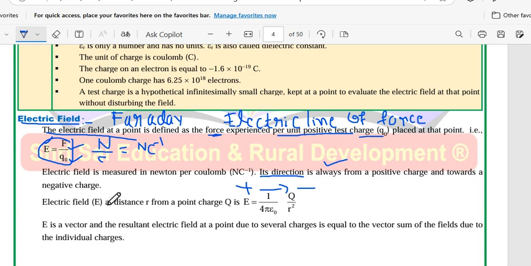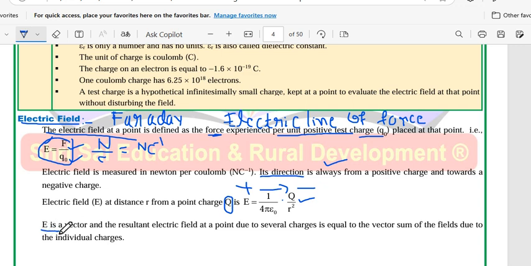The electric field E at a distance r from a point charge q is denoted by E is equal to 1 by 4 pi epsilon naught into q divided by r square. This is the mathematical expression for the electric field at a distance r from a point charge q.